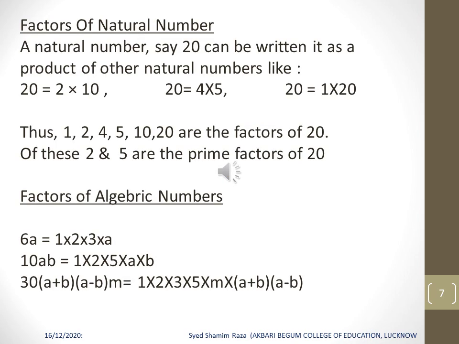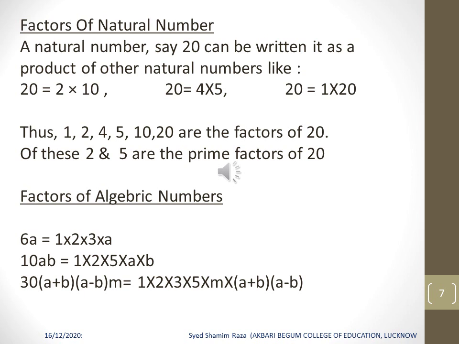What are the factors? If there is a natural number 20, we can mention this 20 in various forms. We can mention 20 as a multiple of 2 and 10. We can also mention 20 as a multiple of 4 and 5. We can also mention this 20 as a multiple of 1 and 20. Thus we can say 1, 2, 4, 5, 10 and 20, which divide 20, are the factors of 20.